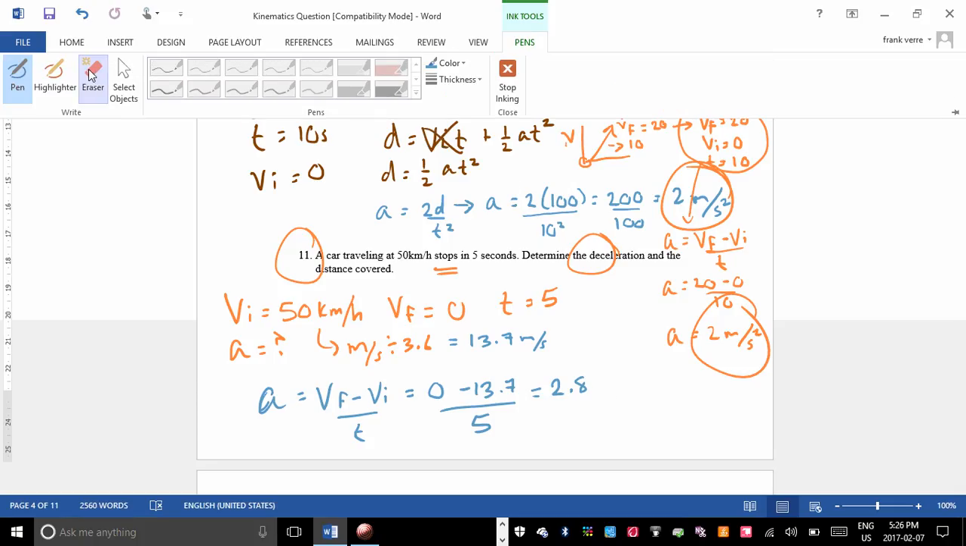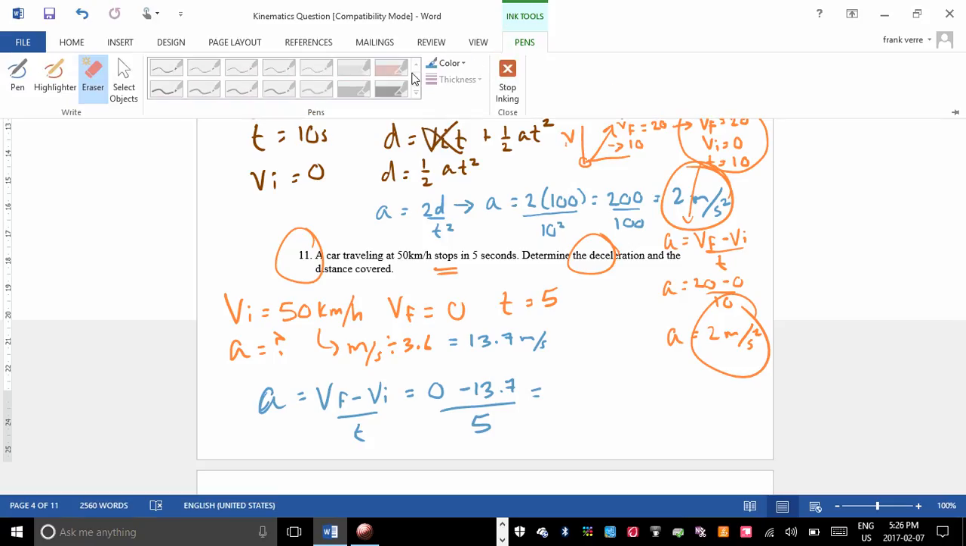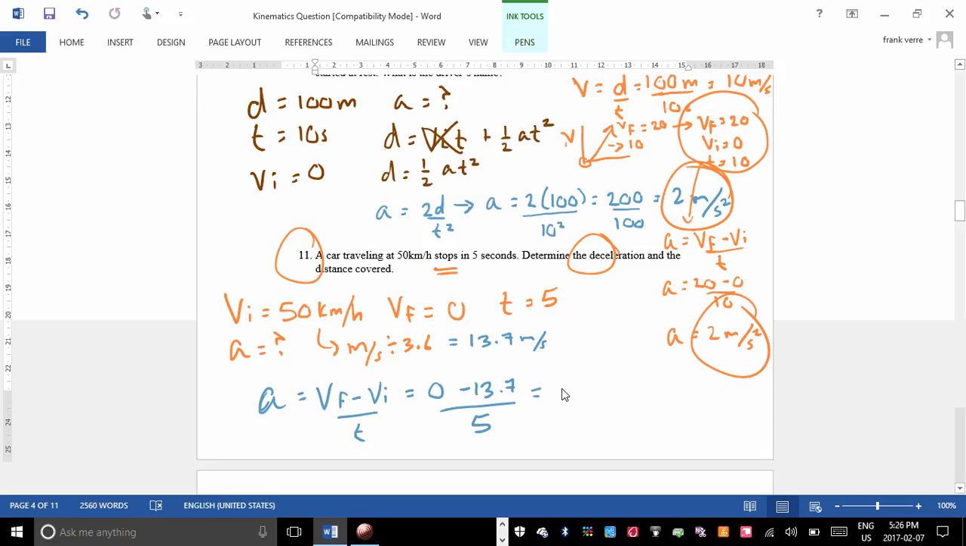So let me explain what that means. It's about close to negative 2.8 meters per second squared. Now, the negative sign in this case means that it's slowing down. That's what the deceleration refers to.